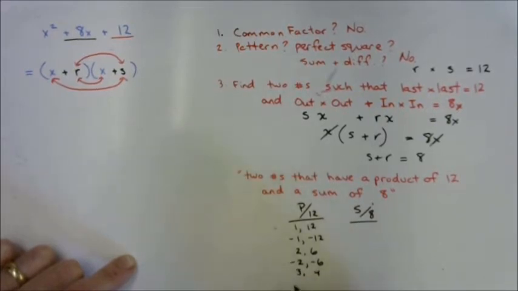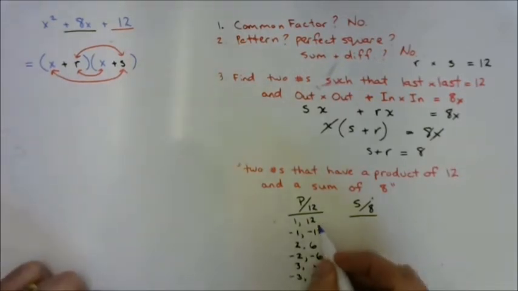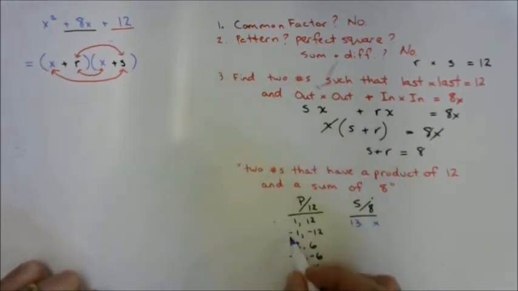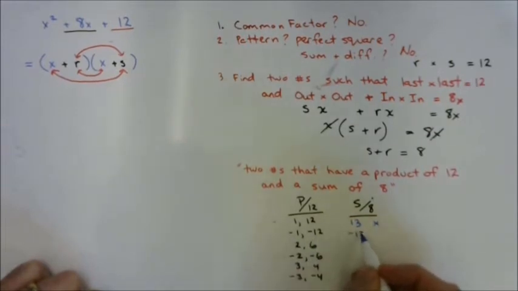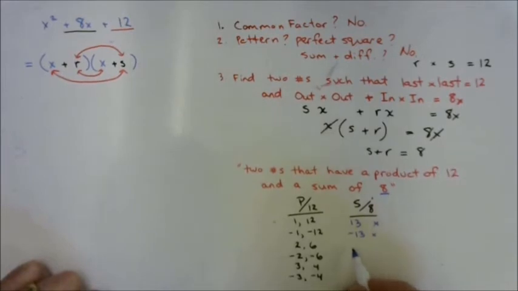3 and 4, negative 3, negative 4. That is all of the factors of 12 paired up. And let's see what they add to. 1 plus 12 is 13. It's not going to work. Negative 1 plus negative 12 is negative 13. That's not. We're looking for a sum of 8, right? 2 plus 6 equals 8. I wonder if we'll find any other factors of 12 that add to 8.